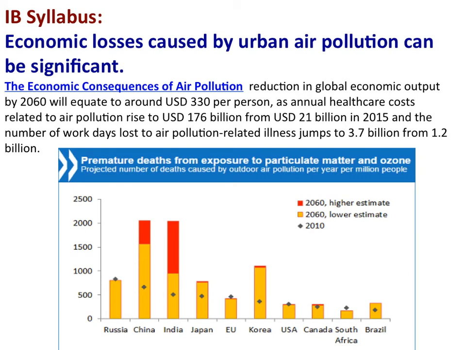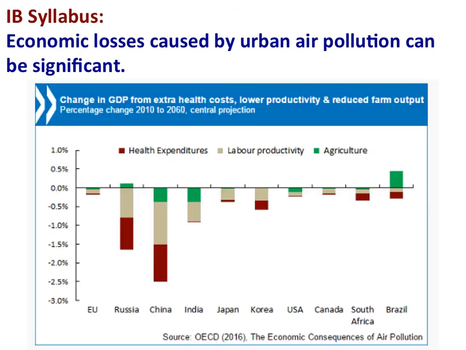You can see in the graph the number of premature deaths in various countries across the world that occur due to particulate matter and ozone. Air pollution is likely to reduce global economic output by about $330 per person per year due to elevated health costs and work days lost to air pollution-related illness.